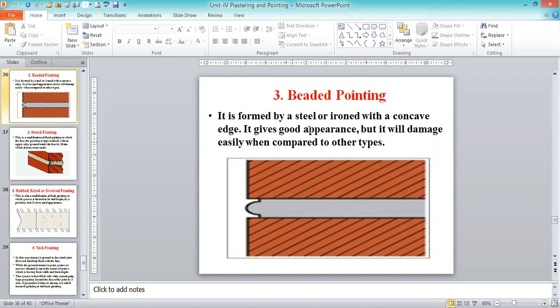Beaded pointing is made with a steel or iron rod bent to a concave edge, and from there we start filling up the cement mortar until it is completed. It gives a good appearance, obviously, but it will be damaged easily compared to other types, because it is exposed. The edge is not straight. If a straight edge is provided, it automatically has strength and is hard and durable. But when we make a bend, there are more weak spots, and the exposed surfaces can be damaged very easily. That is known as the beaded pointing.